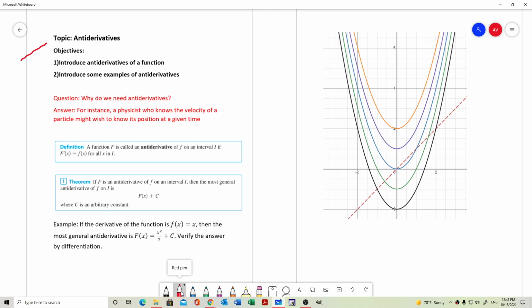Today's topic, antiderivatives. We have two objectives. We want to introduce antiderivatives of a function. Also, we want to show some examples of antiderivatives.